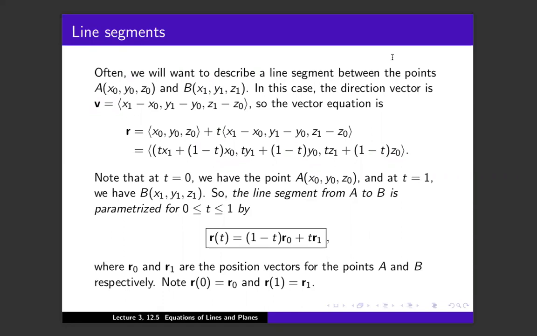But if you actually do the algebra out, you'll find that's the same thing as saying r of t, thinking about this as a function of t now, r of t is 1 minus t times r naught plus t times r1, where r naught and r1 are the position vectors for our points A and B. It's a nifty little formula for the line segment because you'll notice that one of the things it gives us is that r of 0 is r naught, and r of 1 is r1. It's a nice little trick that allows us to cleanly parameterize a line segment.